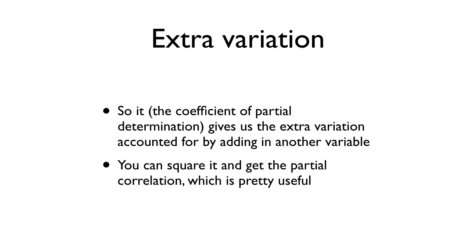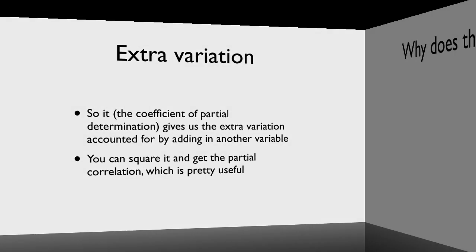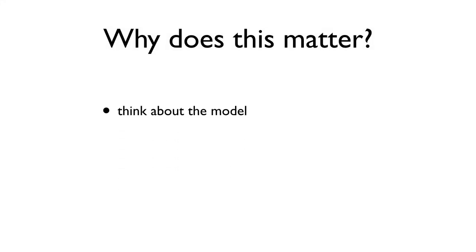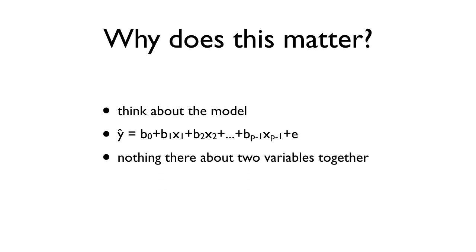Okay. I don't know why this is doing this. Very annoying. Sorry. So why does this matter at all? Think about the model. Now I'm just happy whenever it doesn't disappear. Y hat equals b sub 0 plus b sub 1 x sub 1 plus b sub 2 x sub 2 plus dot dot dot b sub p minus 1 x sub p minus 1 plus e. Okay? So that's the model. It's a linear combination. It's additive. There's nothing in there about two variables acting together or overlapping, is there? There's nothing there that says, and also x1 and x2 together.